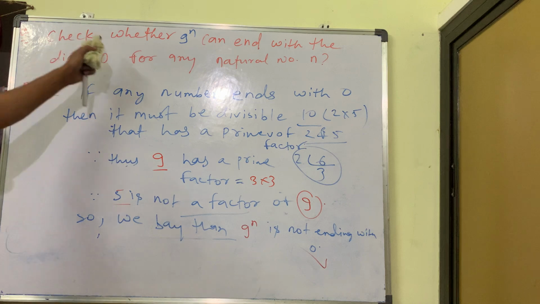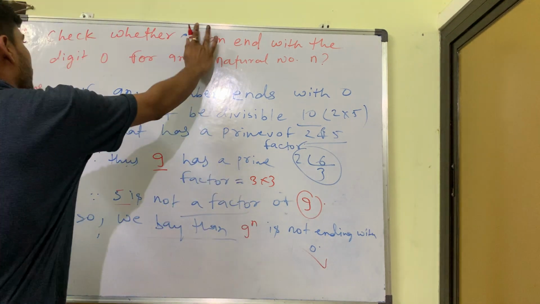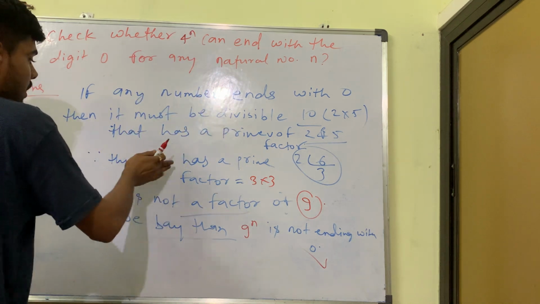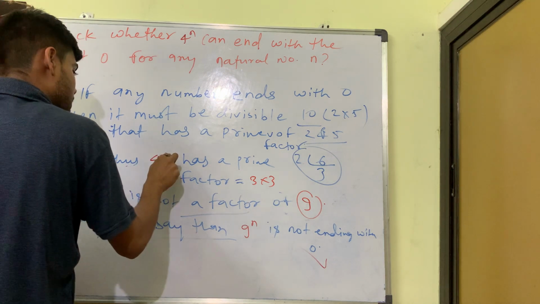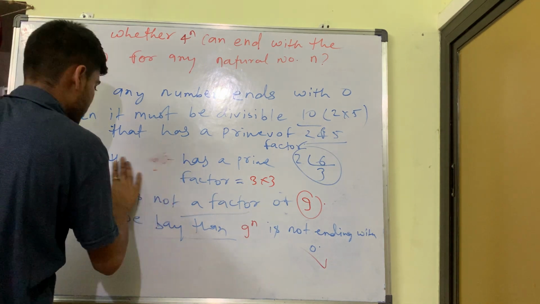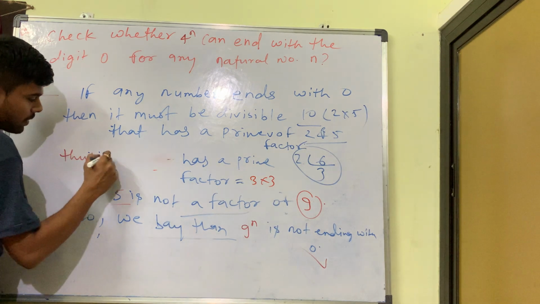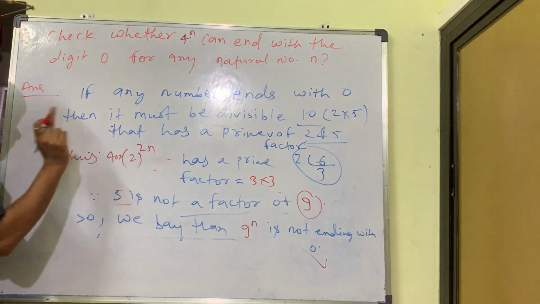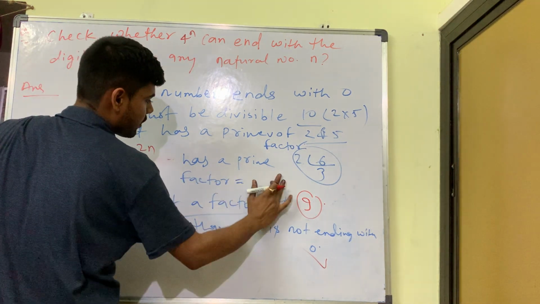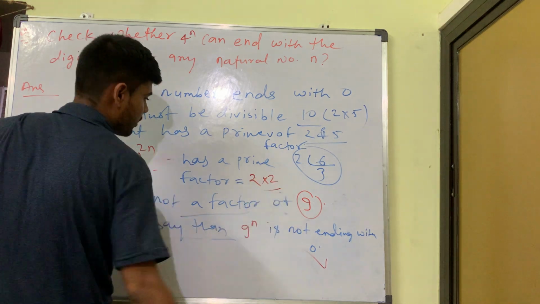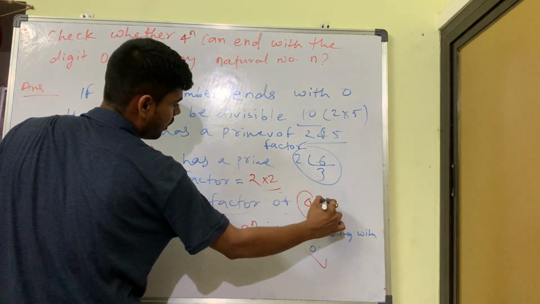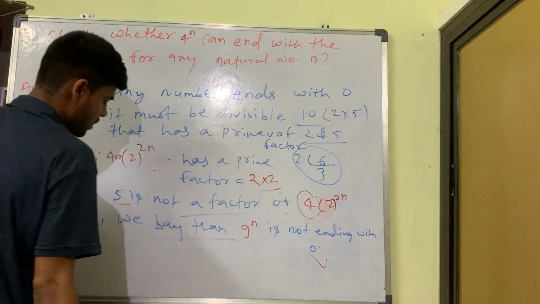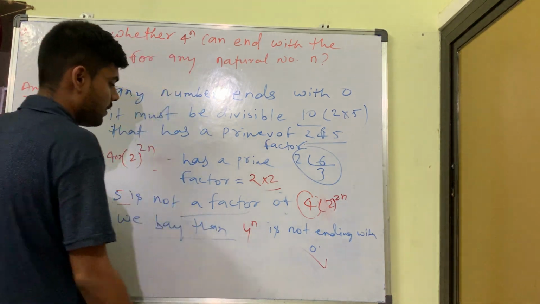Is there any doubts? So see, 3, 4 questions I have given you, I solved here. If I take one more number, 4 to the power n. If any number ends with 0, then it must be divisible by 10. Then 4 has a prime factor of 2. 4 means we can write 2 raised to power 2n, because 2 squared is 4. The prime factor is 2 into 2. 5 is not a factor of 4, or in brackets 2 to the power 2n. So we say that 4 to the power n is not ending with 0.